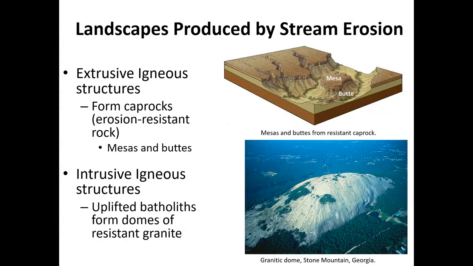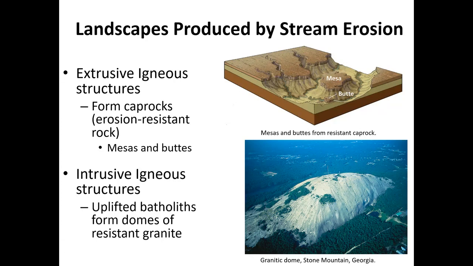A mesa is basically a large pillar of hard rock on top that's eroded along the side. The hard rock on top that's erosion resistant is called a cap rock, and a butte is similar to a mesa but smaller. And then on the bottom, we have an example of an intrusive igneous structure.